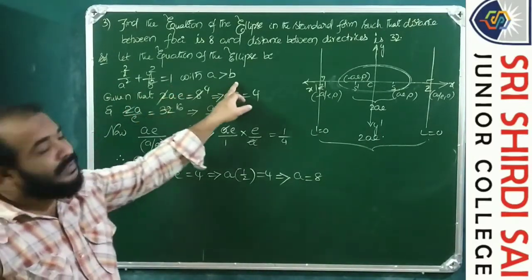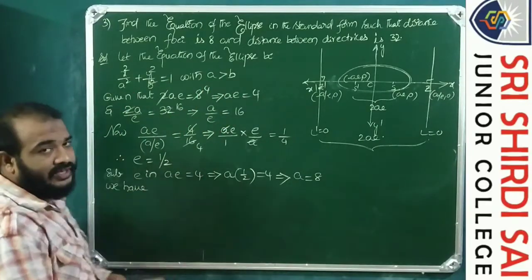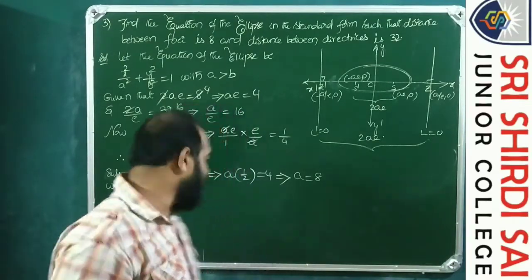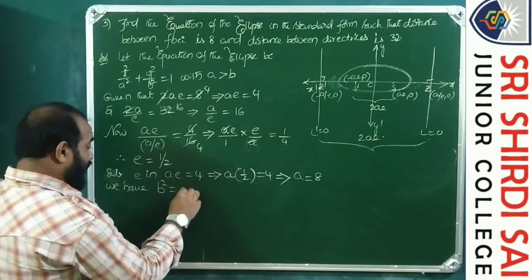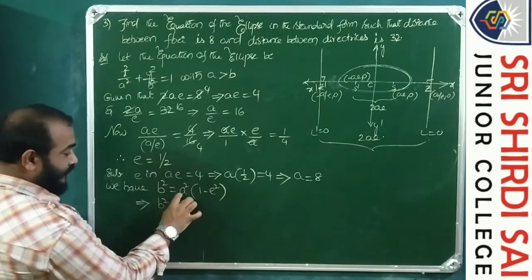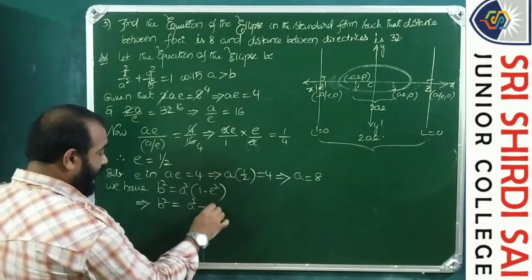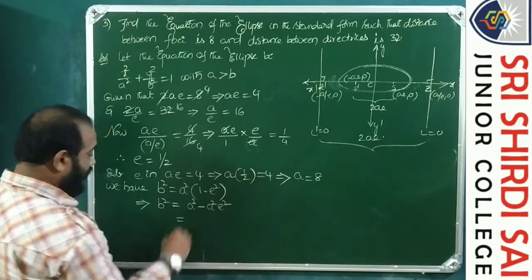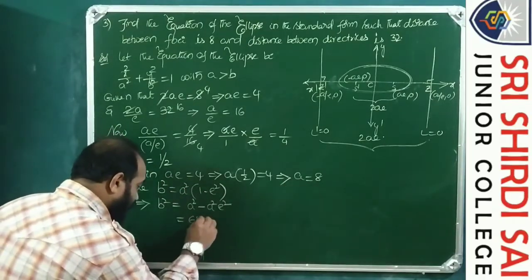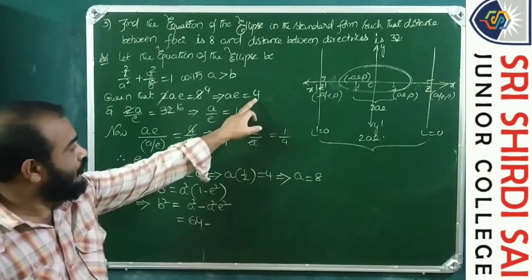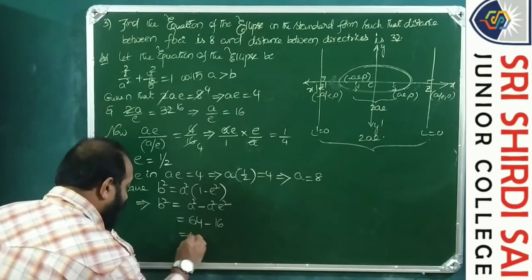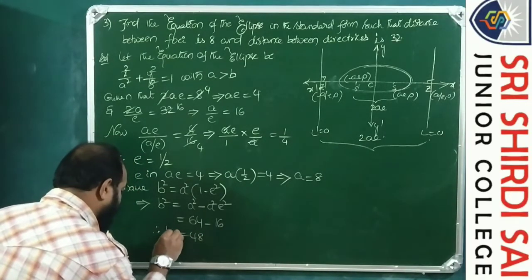since A greater than B case, the condition among A, B, E, major axis, minor axis and the eccentricity is B square is equals to A square into 1 minus E square. So from this, B square is equals to A square minus A square E square. The value of A square is 8 square, 64, minus A square E square, AE is equals to 4, 4 whole square, 16. So this is equals to 48. Therefore this is B square.